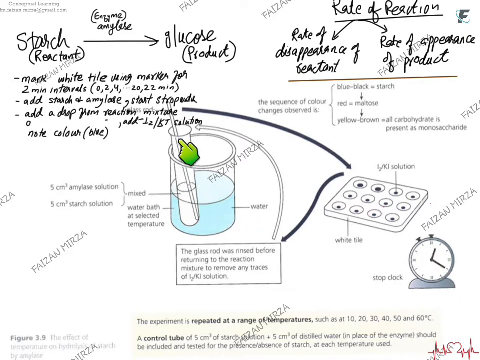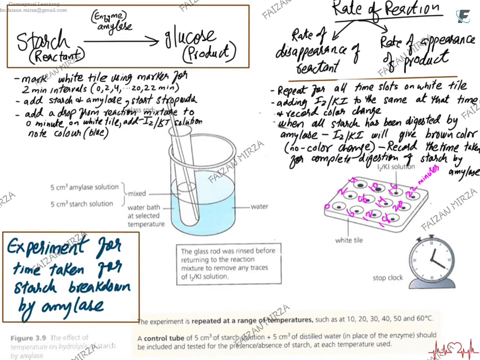You take out a drop from the glass rod and place it on the spot you marked 0 minutes. When you place it there, you add iodine and potassium iodide solution onto that spot. The spot will turn blue-black, telling you that at 0 minutes starch was present. Then you let the stop clock run from 0 to 2 to 4 to 6 to 8 minutes. Every 2 minutes, you keep taking out a drop, placing it on the white tile, and immediately adding iodine and potassium iodide solution. That will tell you how the rate of reaction is progressing, as the color starts to discharge.